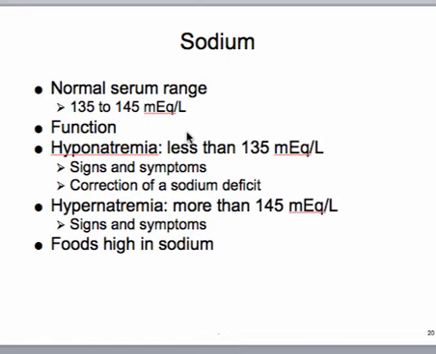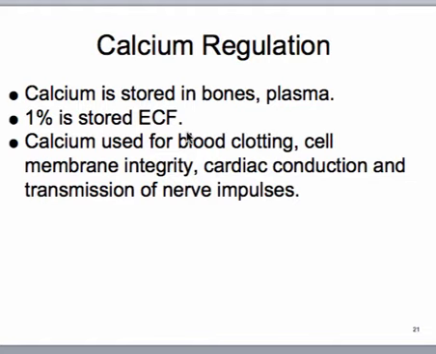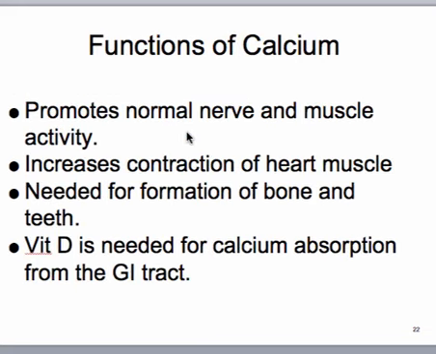So potassium, sodium, and now on to calcium. Calcium regulation. Calcium is stored in our bones and plasma. 1% of our calcium only is in the extracellular fluid. It is used for blood clotting, cell membrane integrity, cardiac conduction, and transmission of nerve impulses. Functions you can see in front of you: normal nerve and muscle activity, contraction of the heart muscle. It is needed for our formation of bone and teeth, and vitamin D is needed for calcium absorption from the GI tract.